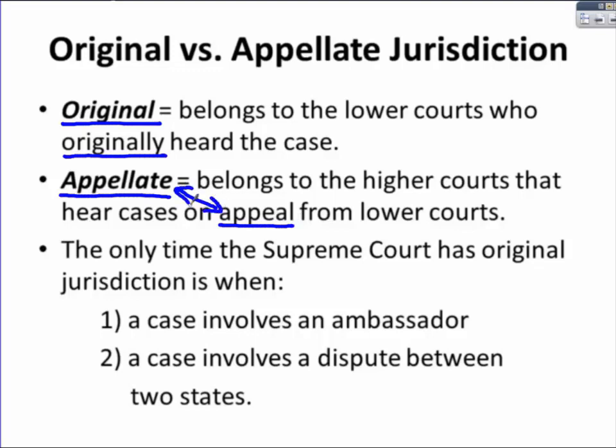Normally the Supreme Court has appellate jurisdiction, hearing cases on appeal. The only time they have original jurisdiction is when a case involves an ambassador or a dispute between 2 states. Those are the only 2 circumstances in which the Supreme Court would have original jurisdiction.